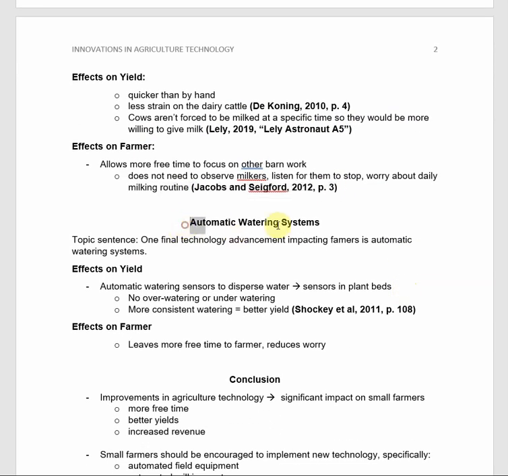Good. And finally, our final body paragraph is on automated watering systems. And again, our final topic sentence, one final technology advancement impacting farmers is automated watering systems.